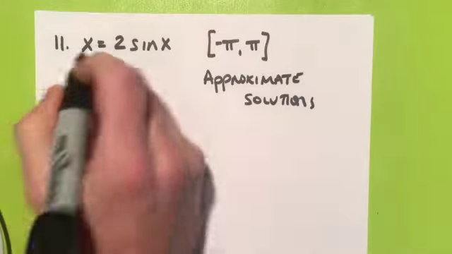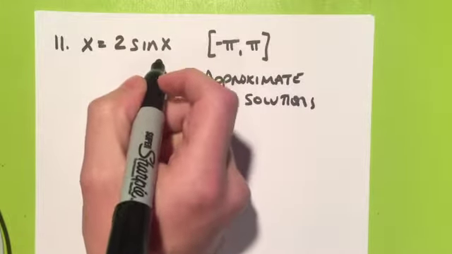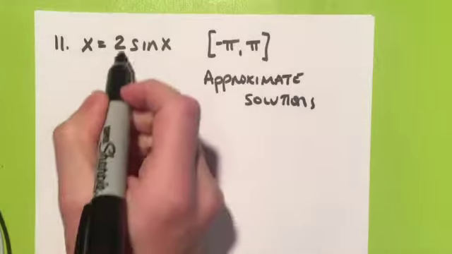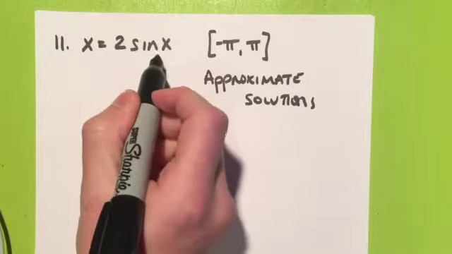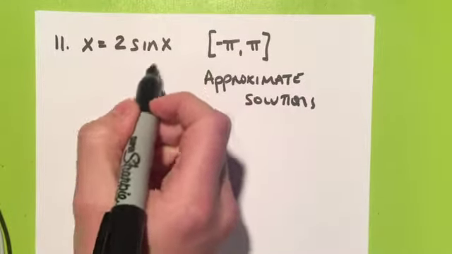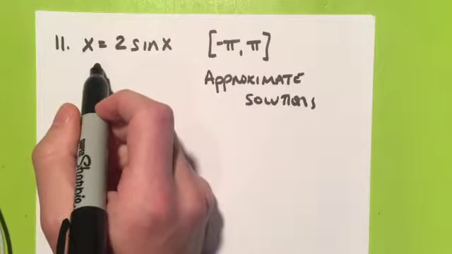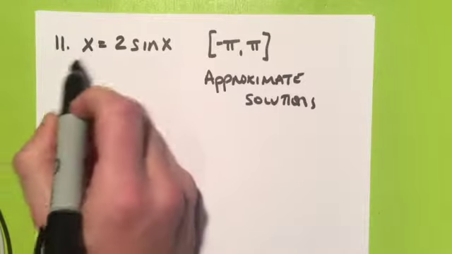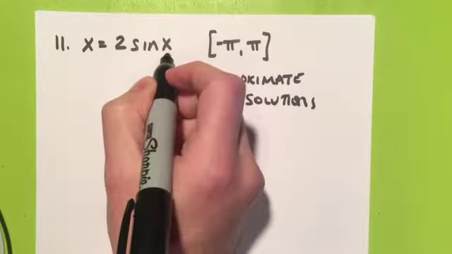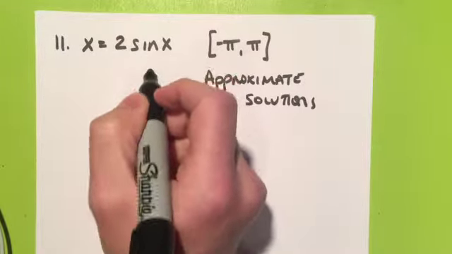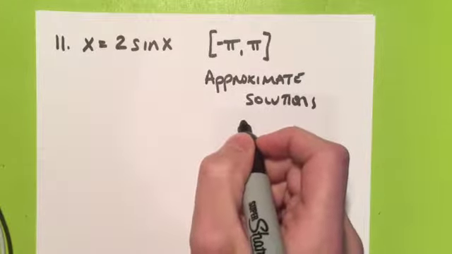Okay, something similar. x equals 2 sine of x. Well, if we divide by the 2, we're going to have x over 2 equals sine of x. So sine of some angle equals that angle divided by 2. If we square both sides, we're going to have x squared equals 2 sine squared. We're looking for approximate solutions.